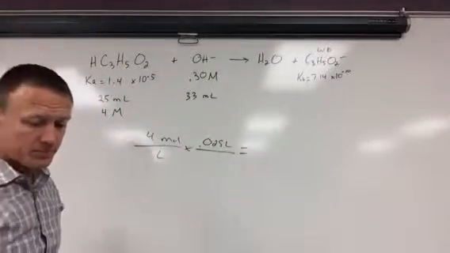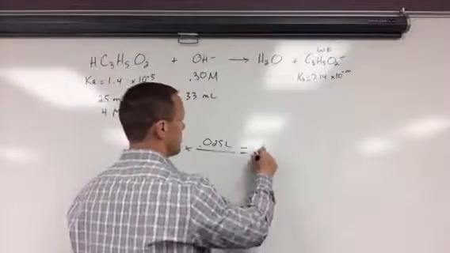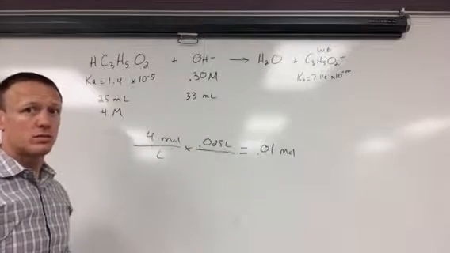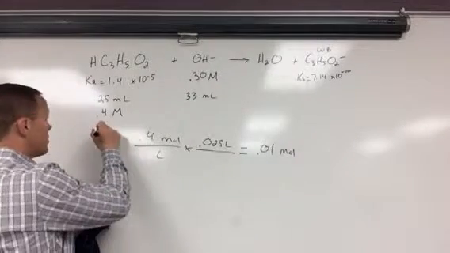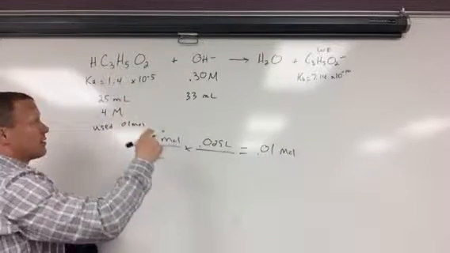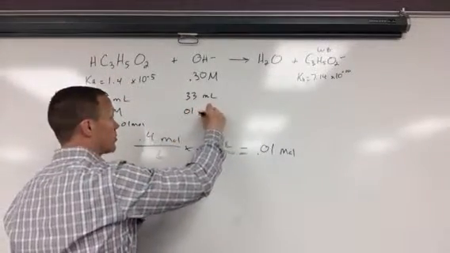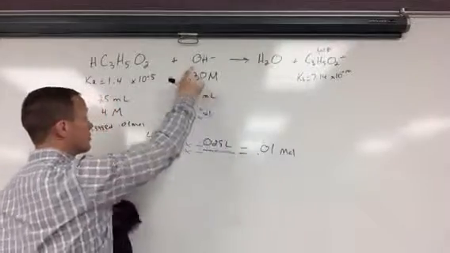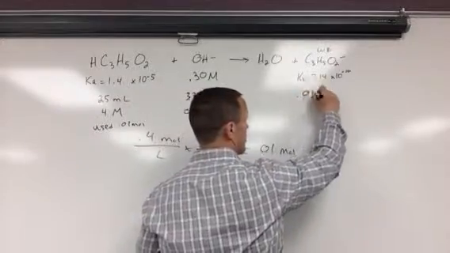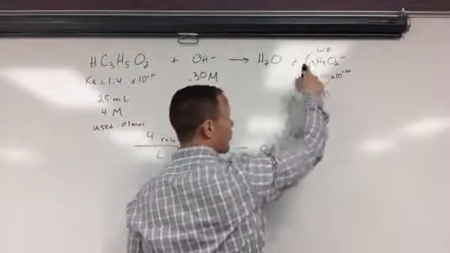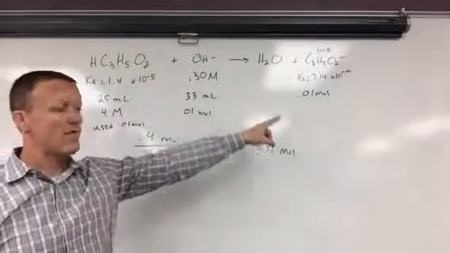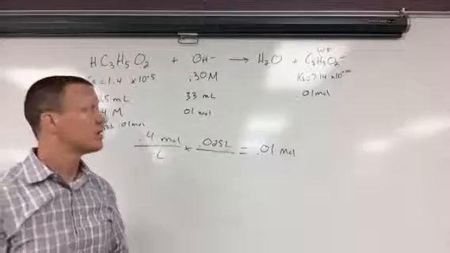So that would be 0.01 moles. So what that means is we used 0.01 moles of weak acid. We used 0.01 moles of strong base, and we produced 0.01 moles of our weak base in the reaction. So remember, these reacted, all we have is weak base. We have 0.01 moles of weak base.